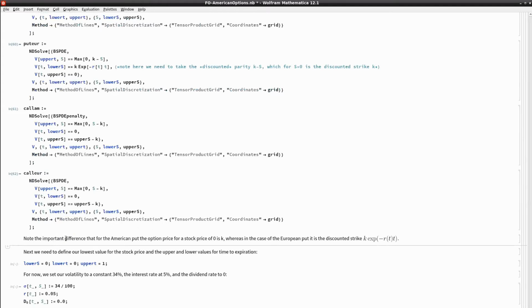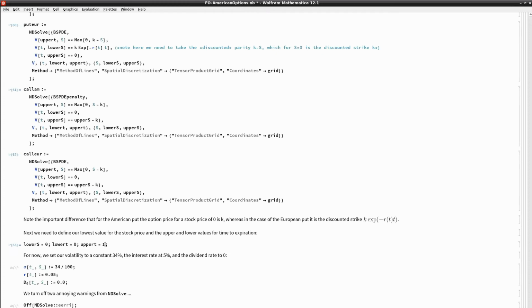So note the important difference that for the American put option, the option price for stock price of 0 is k, whereas in the case of the European put, it is the discounted strike that we have used before. So next we need to define our lowest values for the stock price and the upper and lower values for time to expiration. So we want to compute a 1-year option. Okay, this is where we define the time to expiration. So let's just say we have a 1-year option. So our upper t is 1.